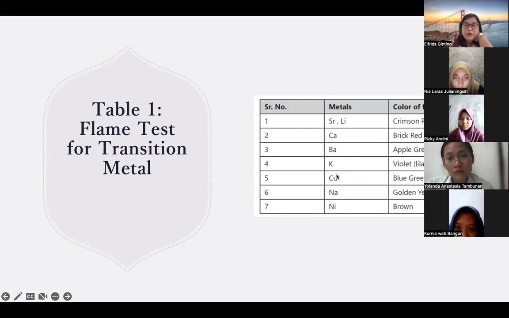Now, how about copper? Copper will be blue-green, so a different green. Barium is apple green. Copper is blue-green. Now, how about sodium? Sodium will be golden yellow. Nickel will be brown. So this is the flame test for transition metals.